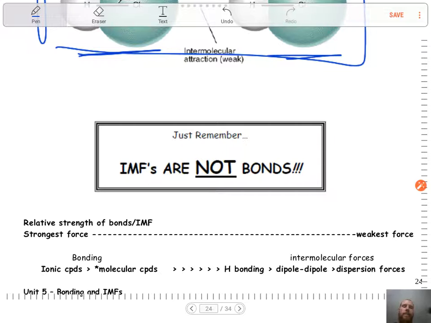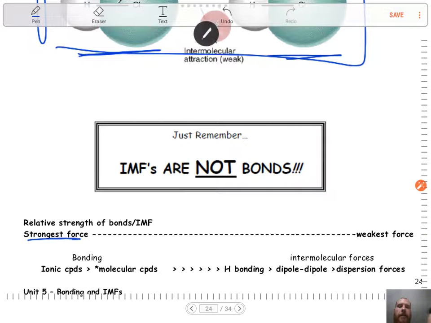What I've got down here at the bottom of page 24 is a little diagram. This is going to help you keep the bonds together in terms of strength and then compare it to intermolecular forces. Over here on the left side, these are the strongest forces. So ionic compounds are greater than molecular compounds.